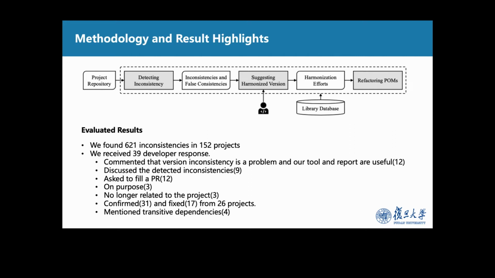9 developers discussed the detected inconsistencies. 12 developers asked us to file a pull request. And 3 developers said they used the different versions on purpose. And there are also 3 developers who replied that they are no longer related to the projects. So in total, we received 31 confirmations of inconsistencies, and 17 are fixed from 26 projects. Also, 4 developers mentioned the transitive dependencies, which is not in our scope.